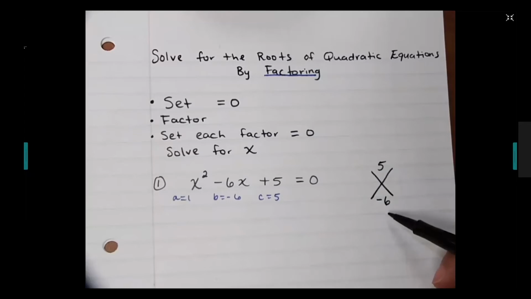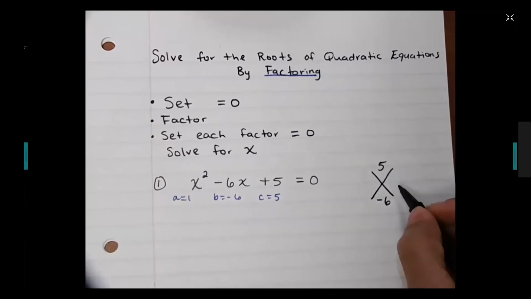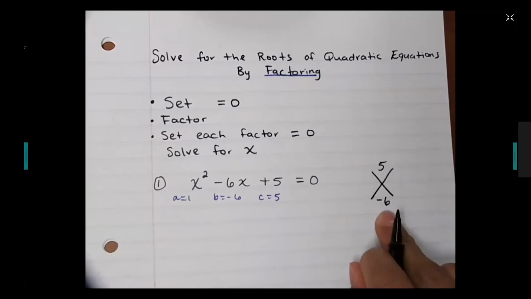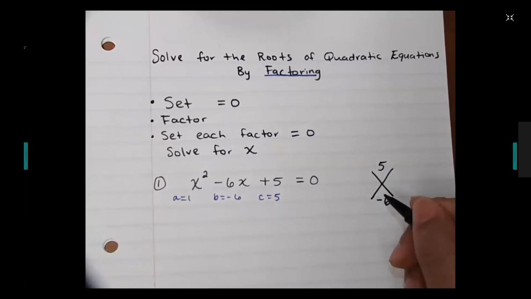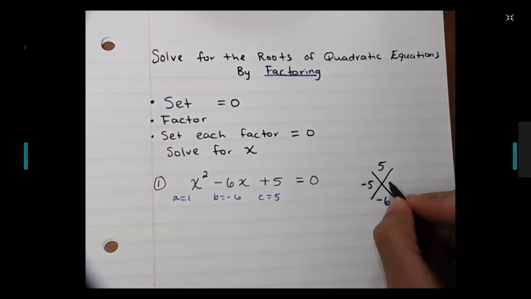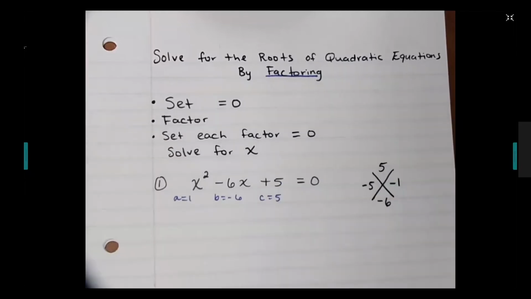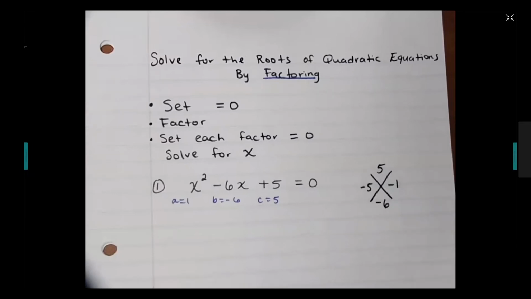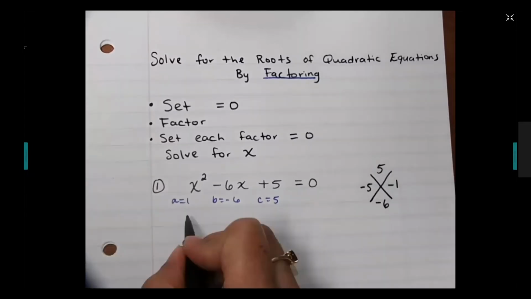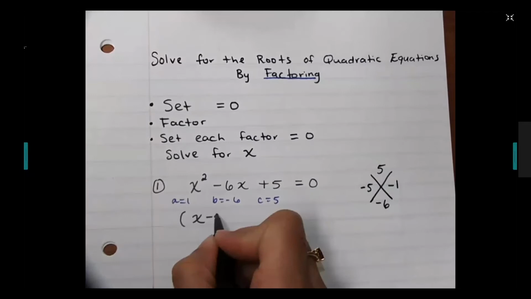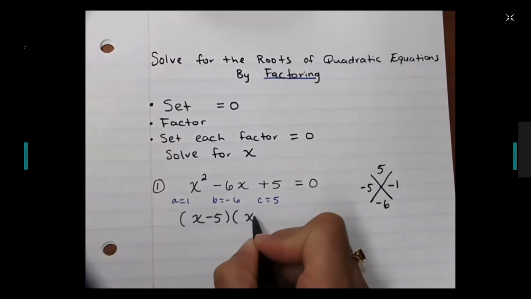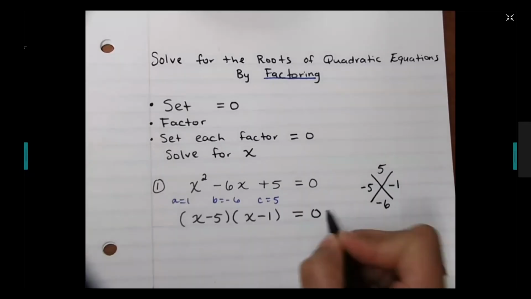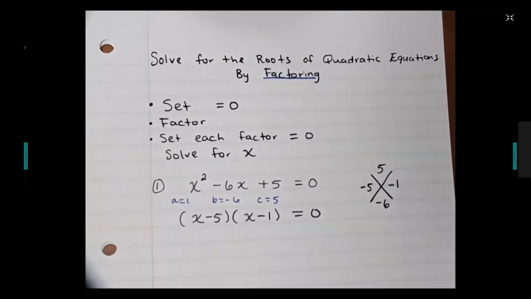Because my c is positive, I know that the signs have to be the same. Since the middle term is negative, I know that both have to be negative. So it's going to be -5 and -1. These two numbers meet both conditions. To finish off my factors, I'm going to have x minus 5 times x minus 1, and technically speaking, it's all still set equal to 0.